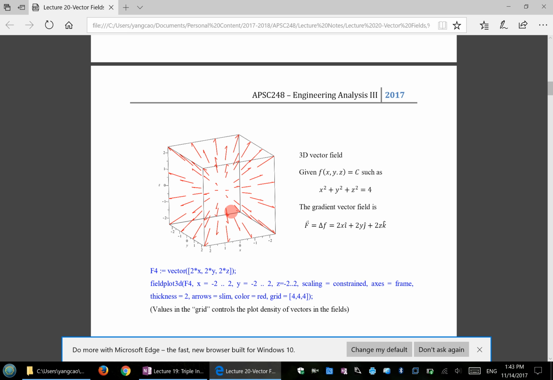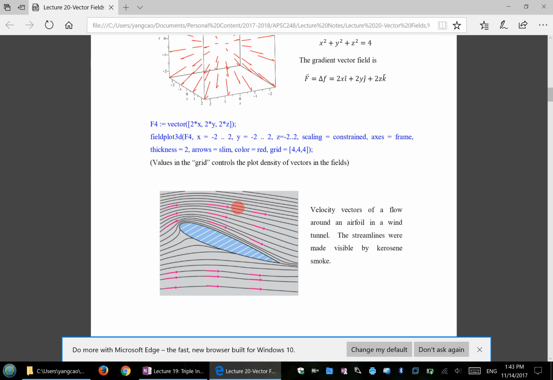So that's the examples for vector fields, right? There are many examples for vector fields, and many applications you can use vector fields for. Now, this is a very typical example. If you are interested in aerospace, you will probably design an airfoil for your airplane. Before you actually manufacture it, you want to bring it into a wind tunnel to test the airfoil.